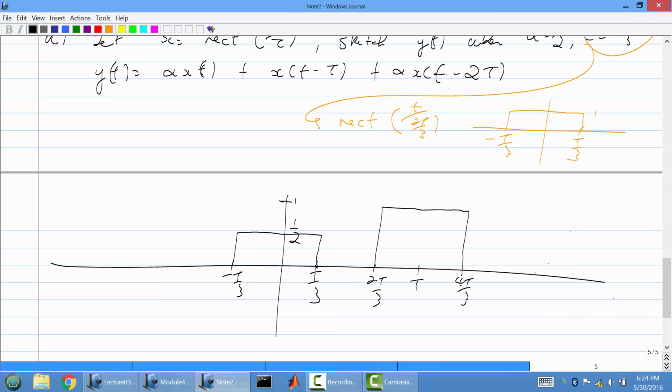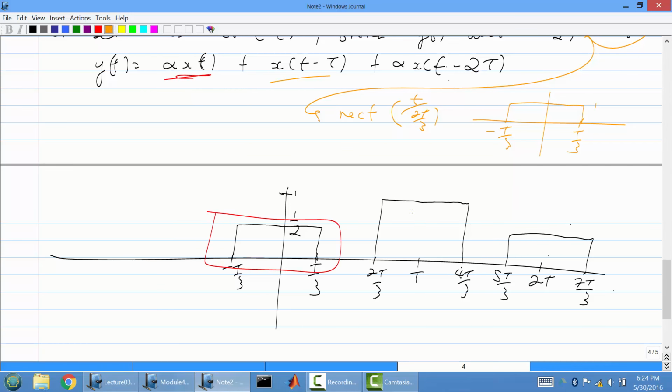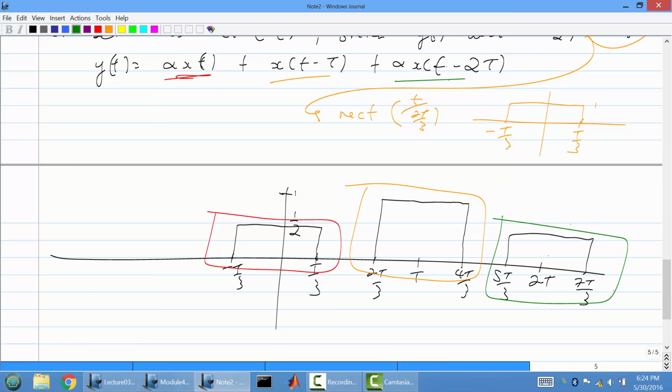Okay, and the last one, we have one that's at 2T, okay, and then it's also scaled by a half, and then this spans by plus minus T over 3. So this becomes 5T over 3 and 7T over 3. Yeah, that's it. Okay, so the red is over here, orange is over here, and finally, I guess the green is over here. And that's it. All right?